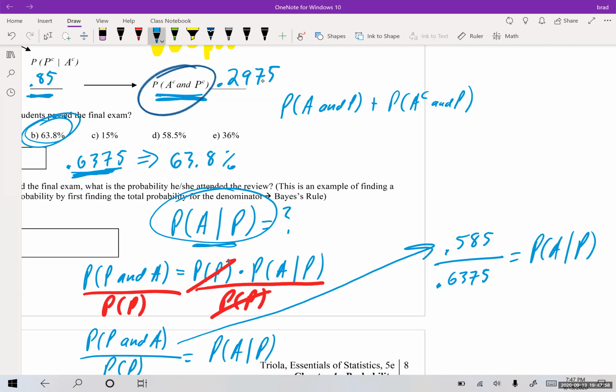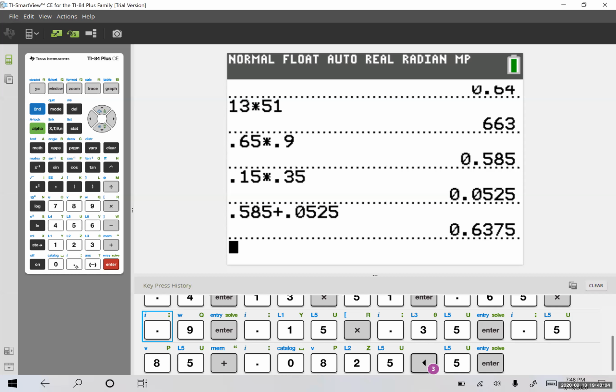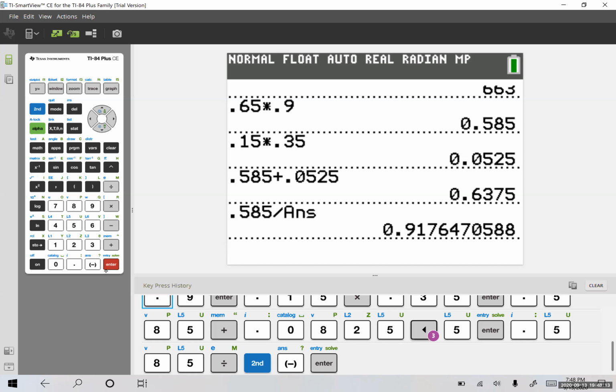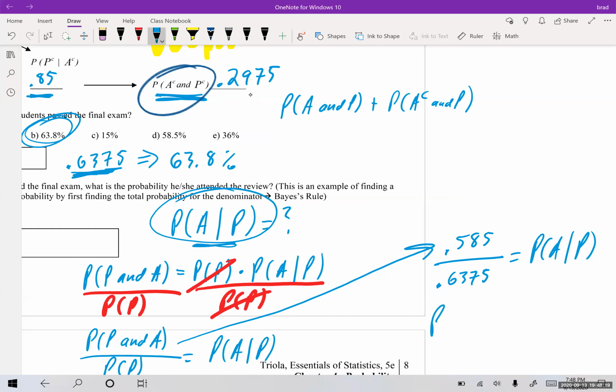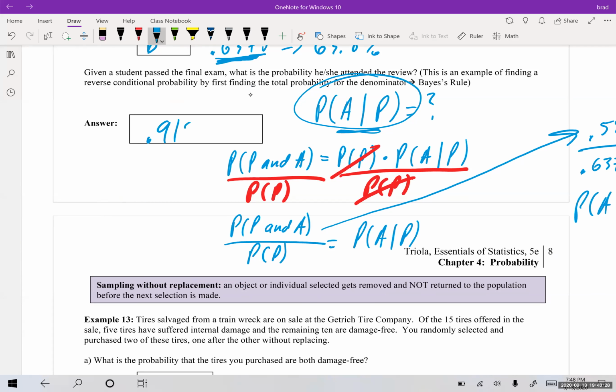On my calculator, when I enter 0.585 divided by 0.6375, using second function answer, which plugs in the previous one, I get 0.9176. I'm going to round it to 3 decimal places, so 0.918. So we get probability of A given passing is equal to 0.918. And that is our answer right there, 0.918.